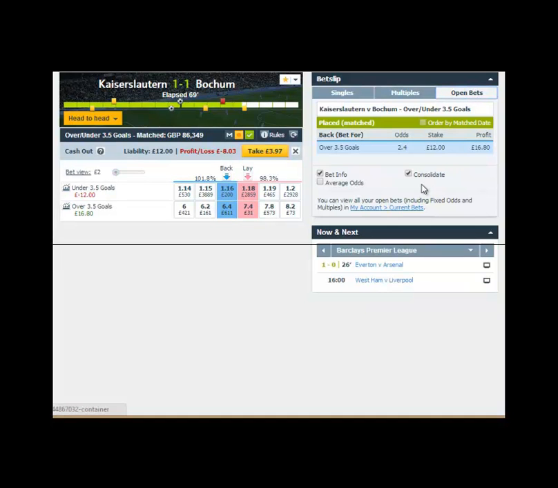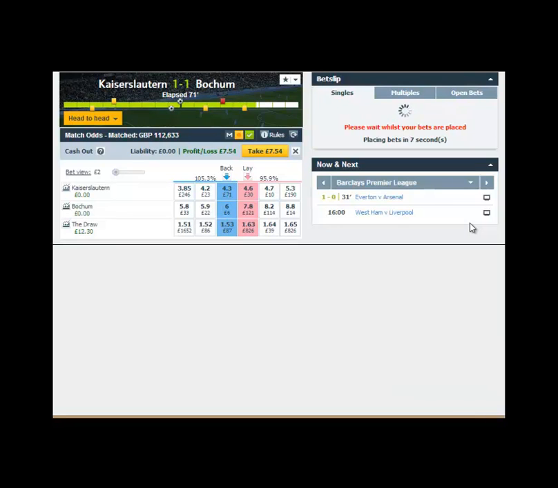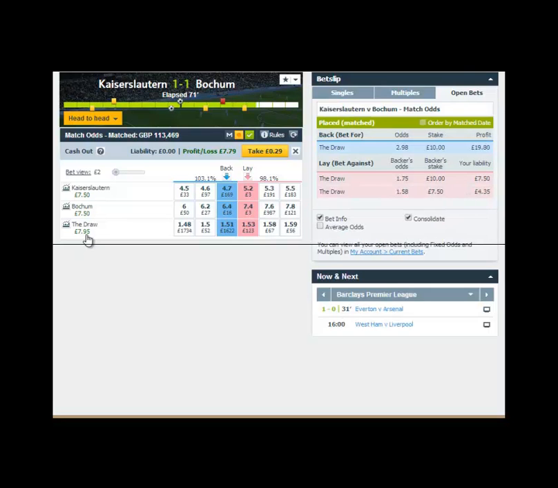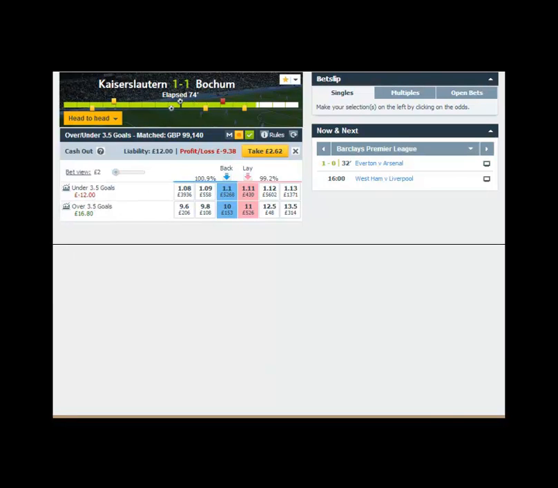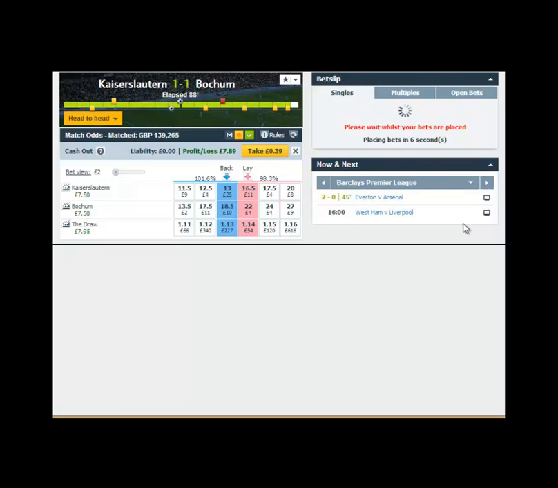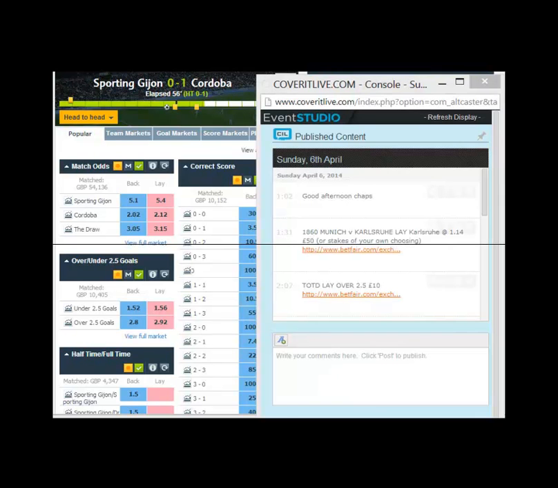I'm looking now basically to hedge out of the match odds market, getting roughly £7.50 green on the match odds. Remember, I've still got a £12 red on the over 3.5, so it's possible I could be looking at a £4 loss there. A couple of minutes left in the Kaiserslautern game, and I've decided to see if I can at least cover the £12 red on over 3.5 by laying the draw again at 1.14. In fact, that game ended 1-1, so I lost around £4.